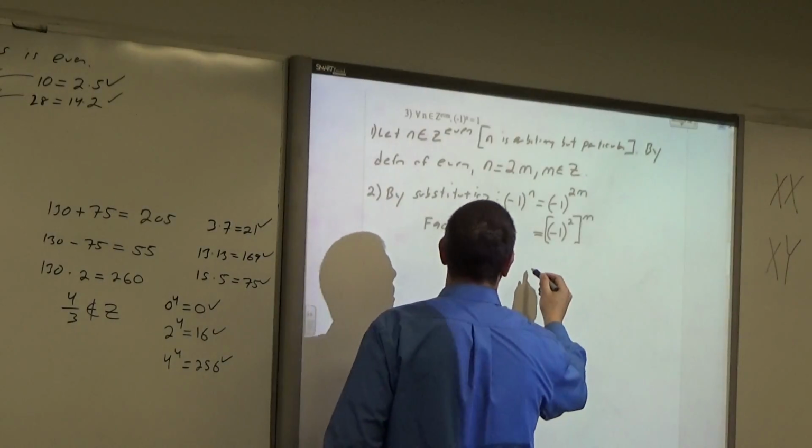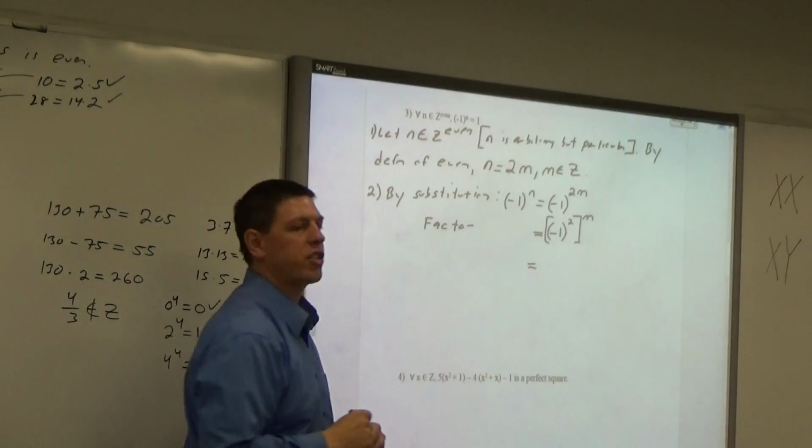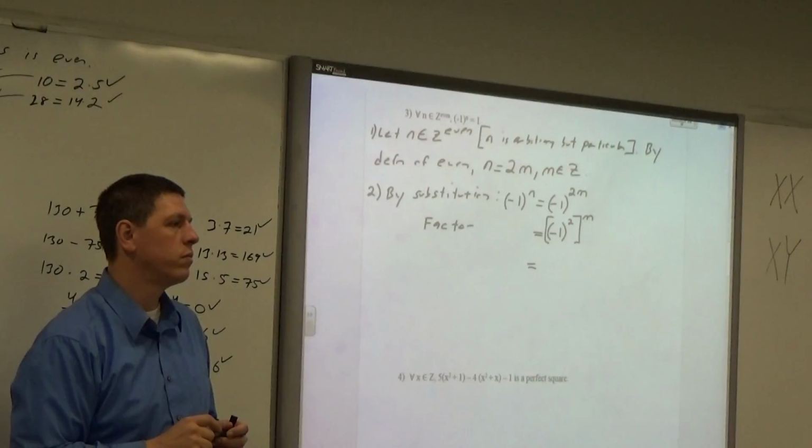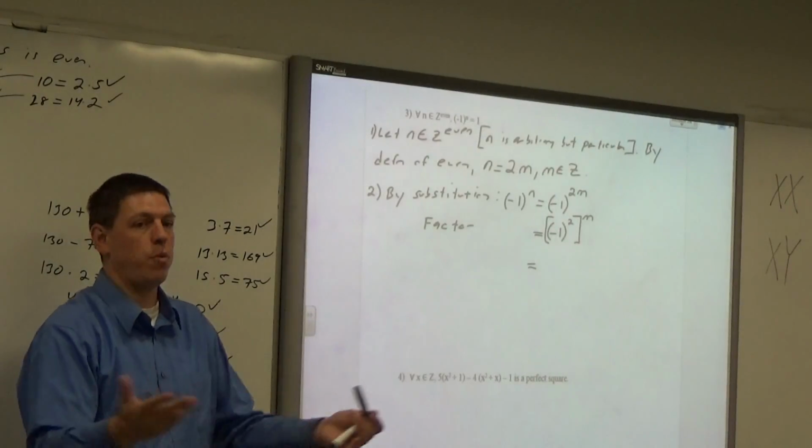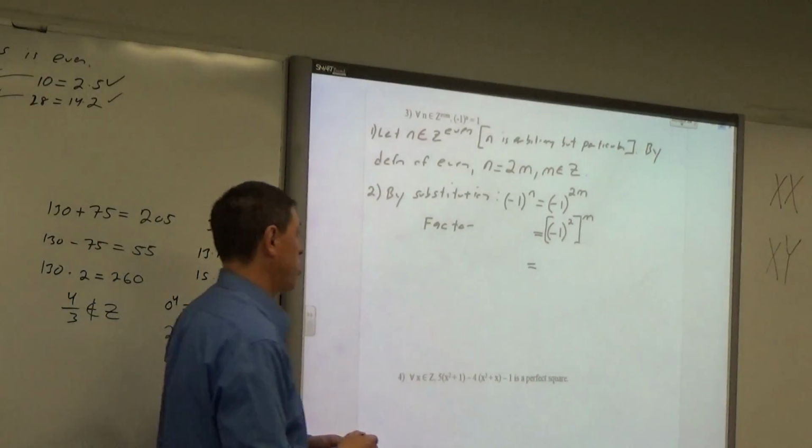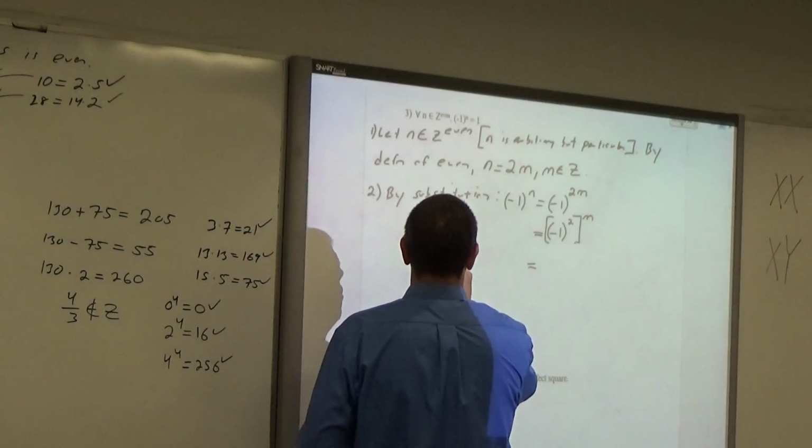Okay, very nicely done, guys. All right. What's the next thing you might do at this point? Square them. Yeah, -1 squared is going to be 1, right guys? Sure. Last time I checked, that's basic computation. Nice.